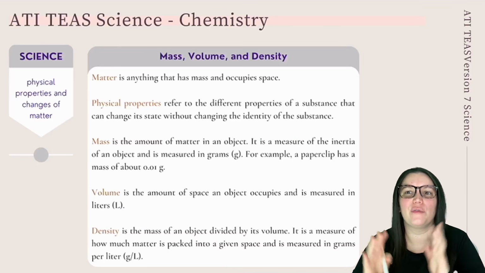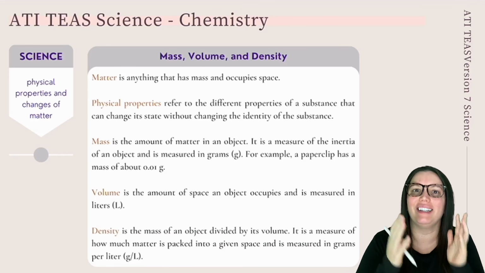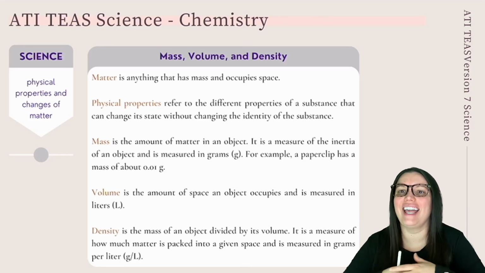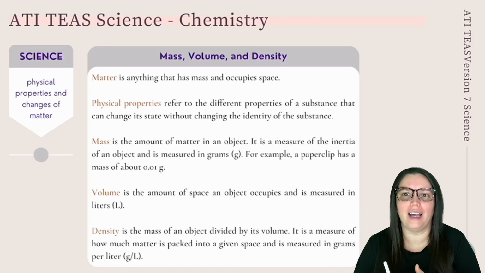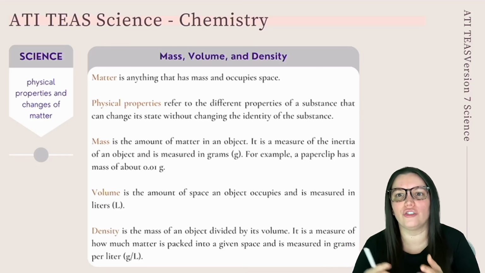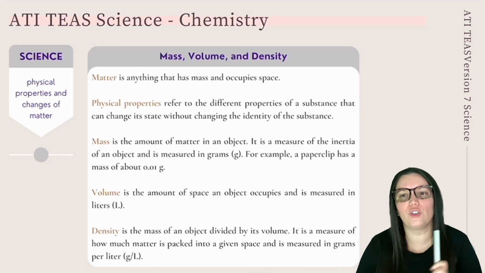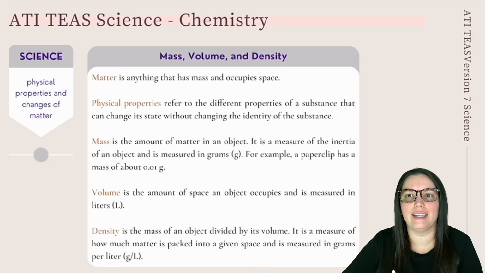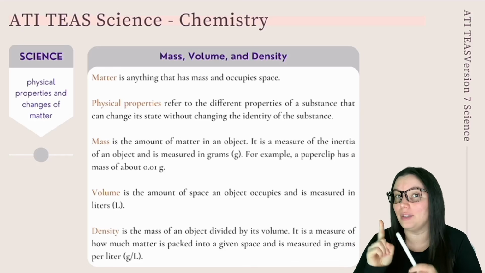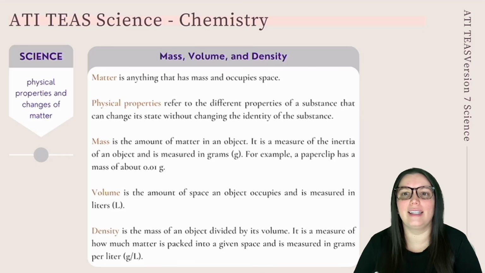Next, we're going to start looking at physical properties of matter, and we're going to look at mass, volume, and density. So matter is anything that has mass and occupies space. Physical properties refers to the different properties of a substance that can change their state without changing the identity of that particular substance. So for example, water can exist in 3 different states. It can be solid, it can be liquid, and it can be a gas. The states of matter are determined by the physical properties of a substance.